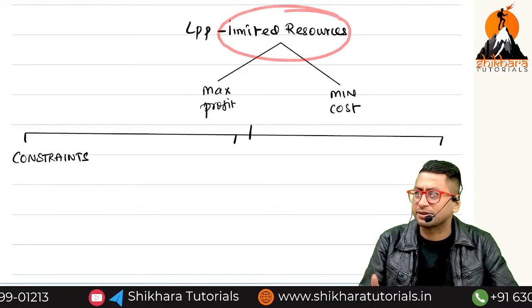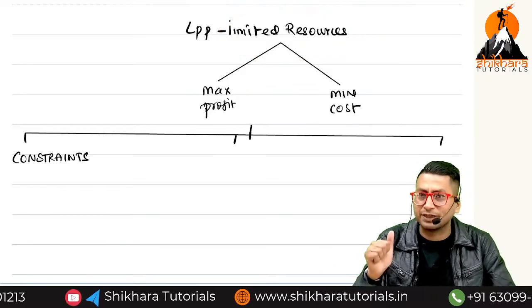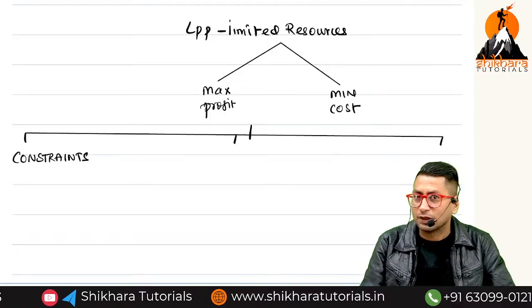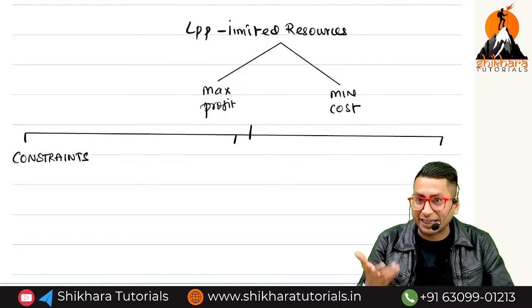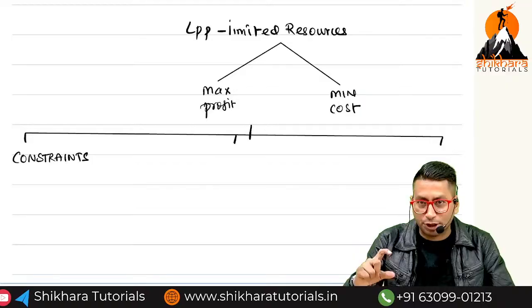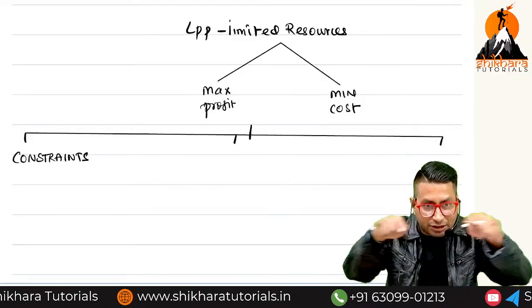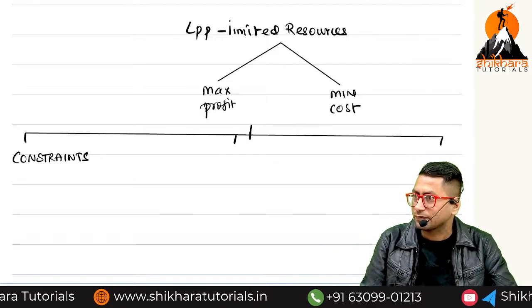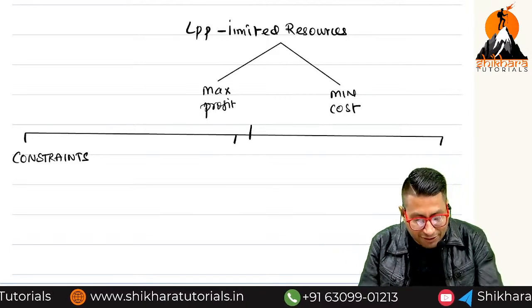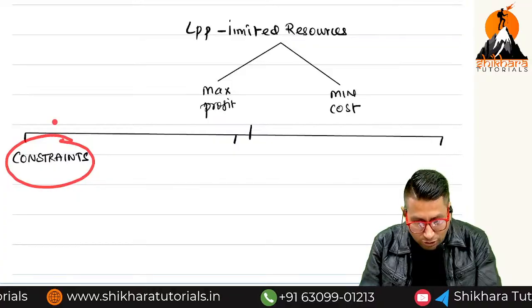What can be limited? In a manufacturing company, what can be limited? Funds can be limited. Laborers can be limited. Production capability can be limited. Number of machines can be limited. Space can be limited. When there is no limitation, when there is no constraint, can I use linear programming? No.